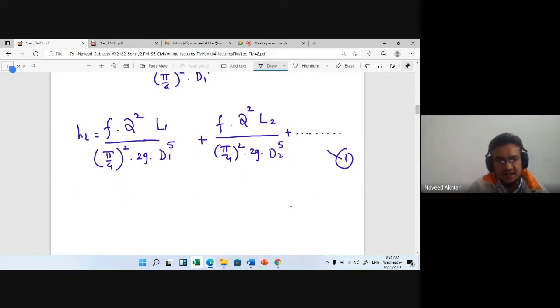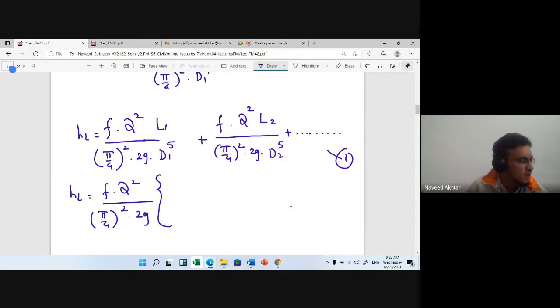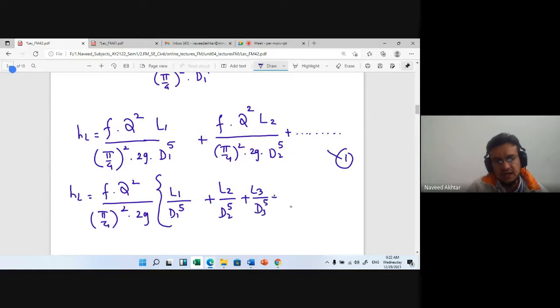If I take the common terms F into Q square upon pi by 4 whole square into 2G out, what will be the HL formula? It will be L1 upon D1 raised to 5 plus L2 upon D2 raised to 5 plus L3 upon D3 raised to 5 and so on. This is equation number 1.